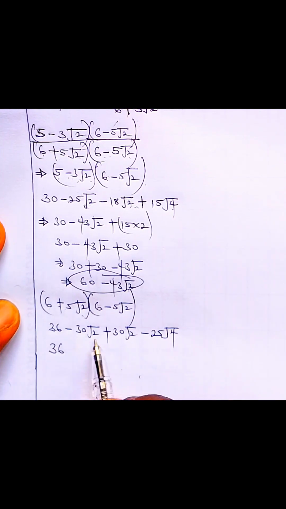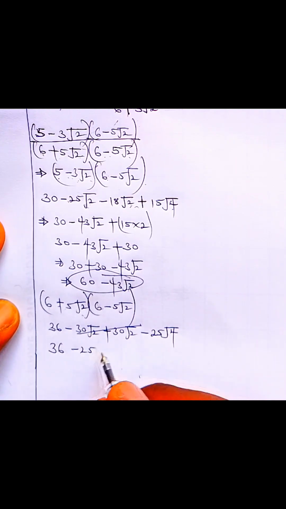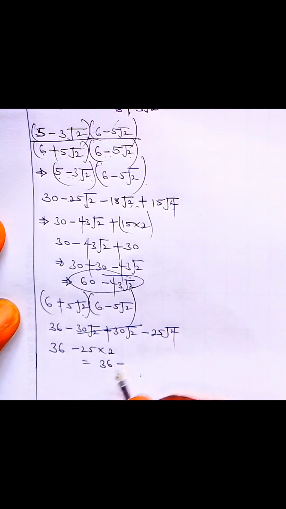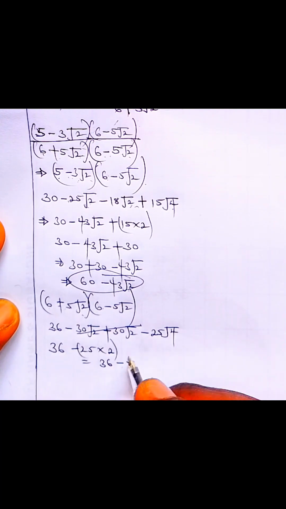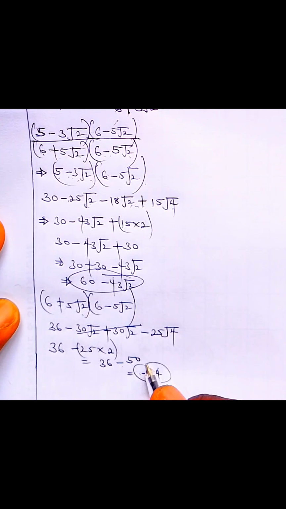This 36 minus 30 root 2 plus 30 root 2 takes out each other. So we have minus 25 times 2. So what do we have next? This 36 minus 25 times 2, which is 50. So 36 minus 50 will give us minus 14.